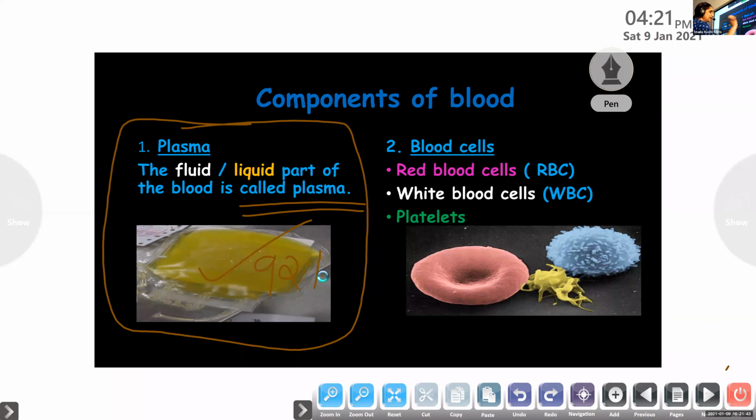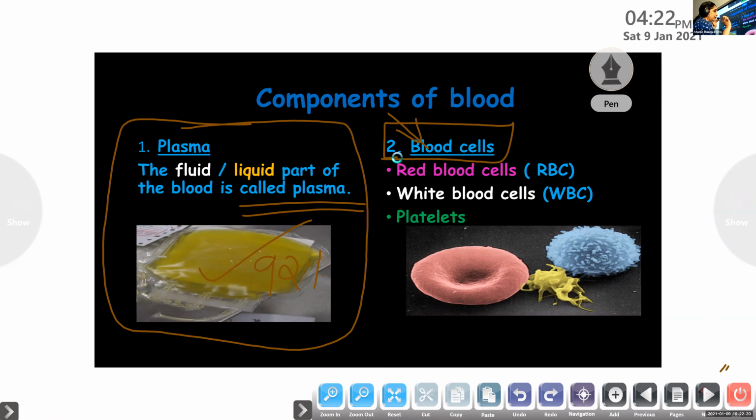Let me come to the blood cells. Plasma is the liquid part. Blood cells are the solid part of the blood. If we are seeing blood, we can't see any solid part. But they are so tiny that if we look through microscopes, we can see these solid parts also. The solid part that is present in the blood is called blood cells.